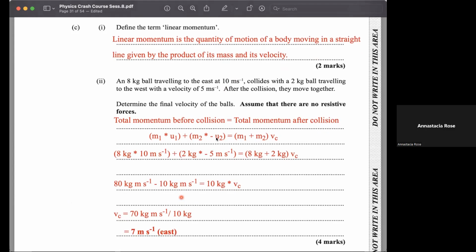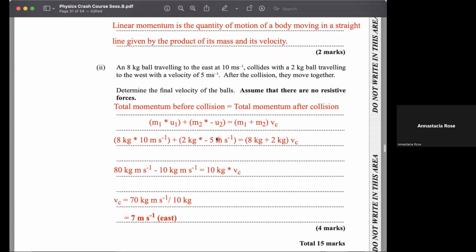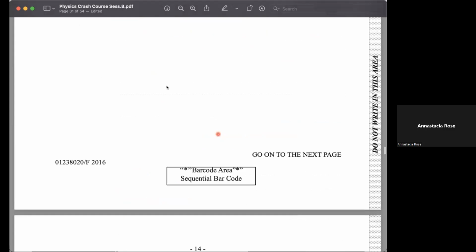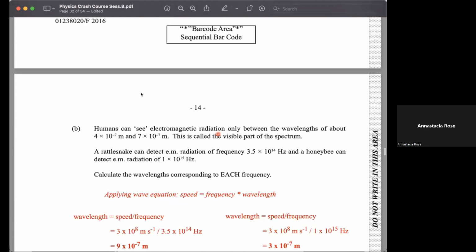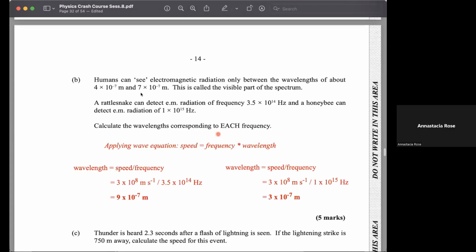That's the end of this particular question. This question has to do with waves, wave characteristics, and the wave equation, and it's specific to electromagnetic radiation. So we have some background information here. Humans can see electromagnetic radiation only between wavelengths of about 4 to 7 times 10 to the minus 7 meters, and this is what we call the visible part of the spectrum. It would consist of the colors red, orange, yellow, green, blue, indigo, violet, those within that wavelength range.